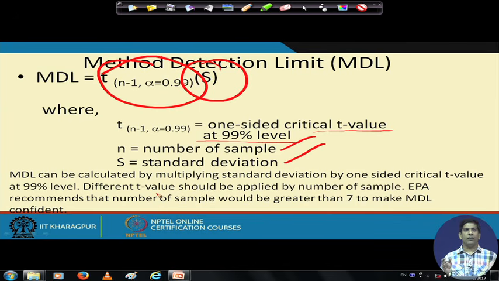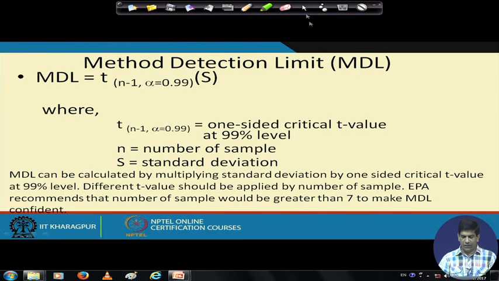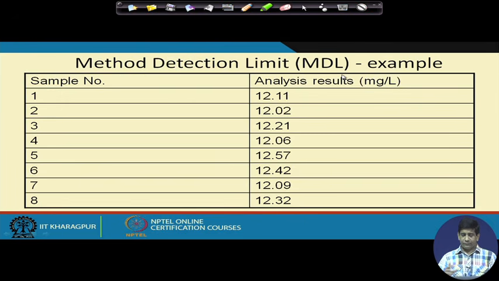EPA recommends, or any regulatory agency requires, that you have a minimum of at least 7 samples. So what do we mean by this minimum of 7 samples? I will explain it in the next slide using an example, so that will make clear what we are trying to say here. Say this is an example.